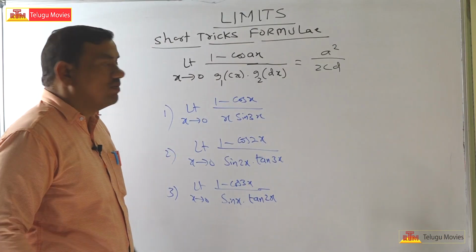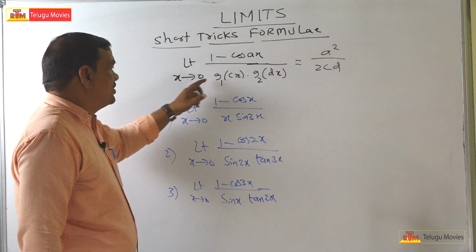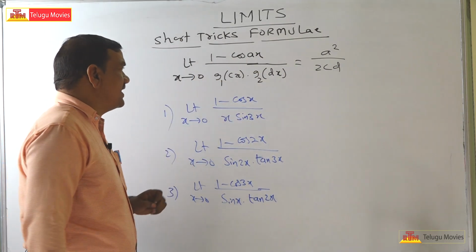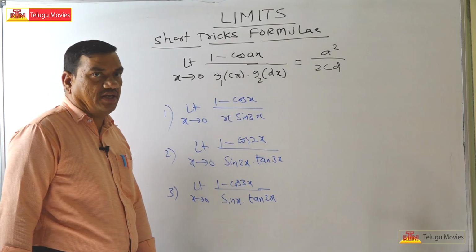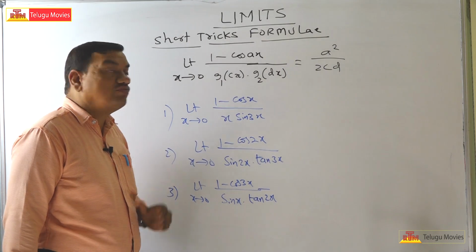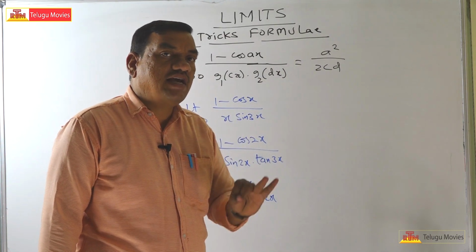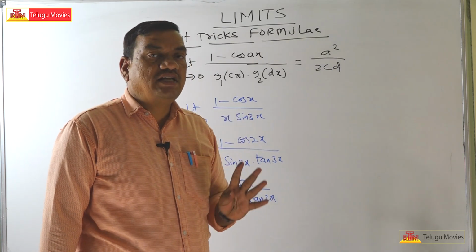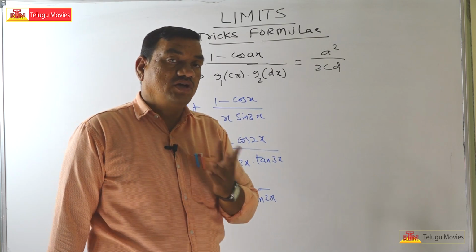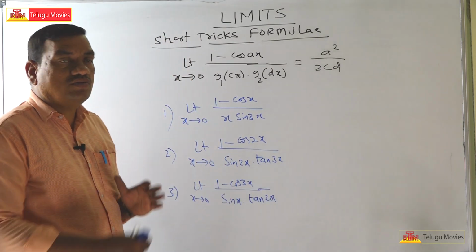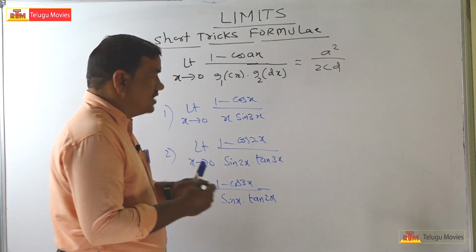One more short trick formula is there. If the function is of the form limit x tends to 0, 1 minus cos ax upon g1 of x times g2 of x, two functions are there, then g1 and g2 should belong to our set: x, sin x, tan x, sin inverse of x, cos inverse, tan inverse of x, sinh inverse of x, tanh inverse of x. These functions should belong to that set. At that time, what will be the answer?